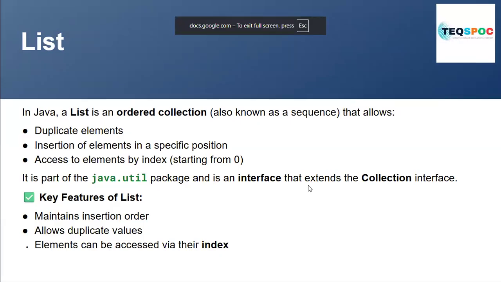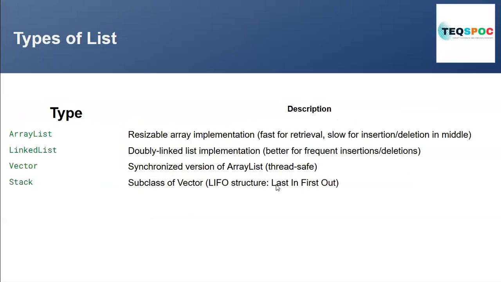Inside list, there are three types of list basically: ArrayList, LinkedList, then Vector or Stack. ArrayList is a class, LinkedList is also a class, and Vector and Stack are legacy classes.